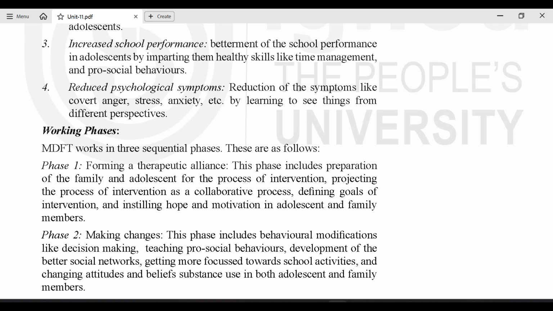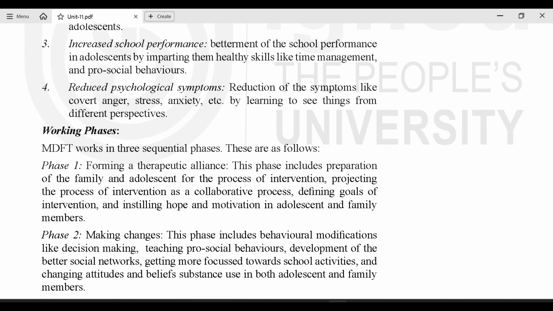3. Increased school performance. Betterment of the school performance in adolescents by imparting them healthy skills like time management and pro-social behaviors. 4. Reduced psychological symptoms. Reduction of the symptoms like covert anger, stress, anxiety, etc. by learning to see things from different perspectives. Working phases. MDFT works in 3 sequential phases.